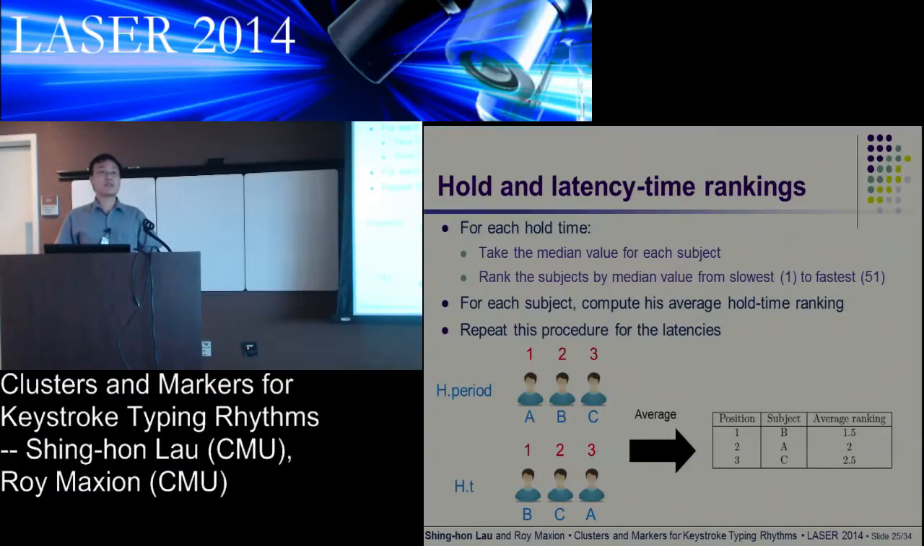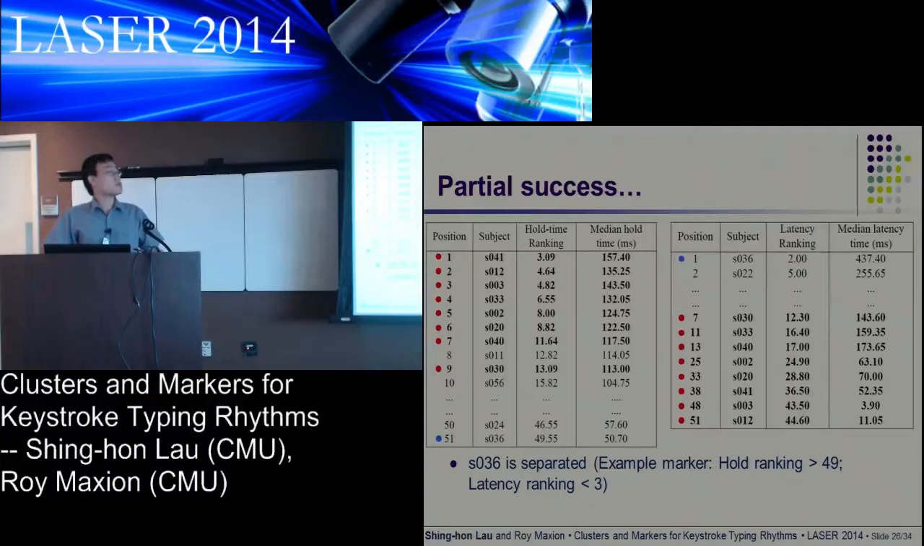So if we apply this to the clusters that we identified, we get partial success. Let me describe what you're looking at here. On the left, you have a hold time ranking table. On the right, you have a latency time ranking table. Both tables also have the position and the subject, and I've also included the median hold and latency times. This is just for your reference, to give you a feel for what timings correspond to a particular ranking. I've indicated 36 here on these 2 tables with a blue dot.